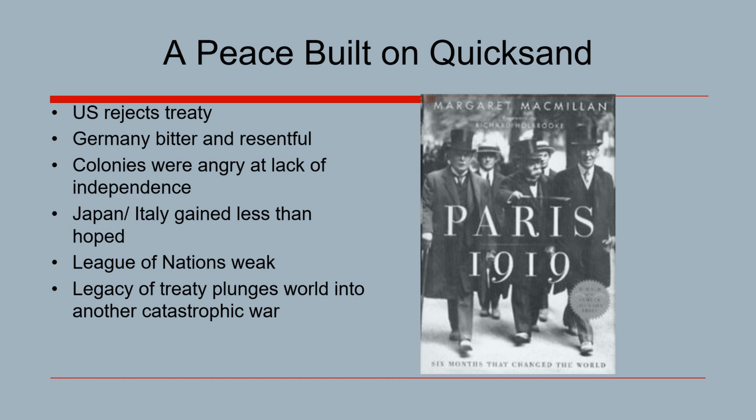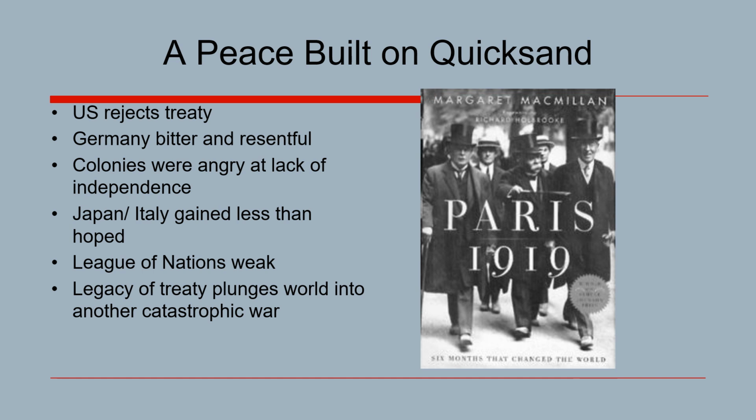The League of Nations is incredibly weak. And so the legacy of the treaty is that it plunges the world into another catastrophic war. Now, I don't want to overstate that, right? One of the key takeaways I want you to have from this guided lecture is that the treaty does not cause World War II. But what the treaty does, what the Paris Peace Conference does, is it creates many of the conditions that allow for people like Adolf Hitler, that allow for people like Benito Mussolini, that allow for the Japanese imperial military to take advantage of the situation.